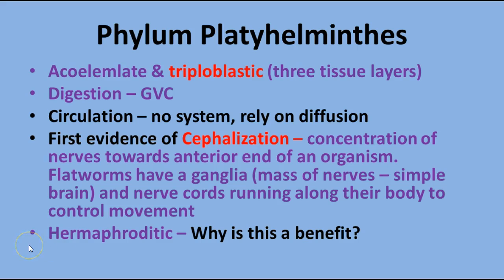These guys are going to be hermaphroditic, and we talk about that as a benefit because when these guys are evenly distributed through an environment, when one runs across another, no matter what, they're going to be able to reproduce rather than the 50-50 chance of running across the opposite gender.